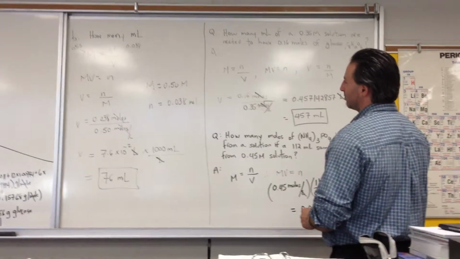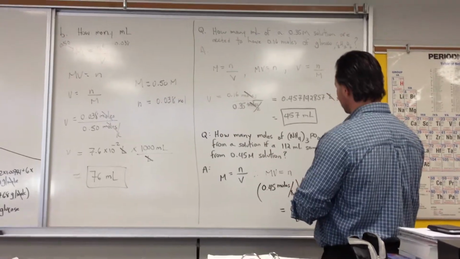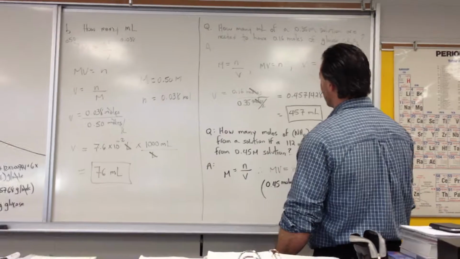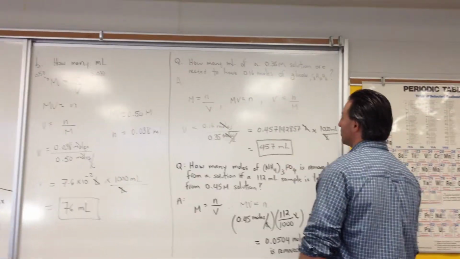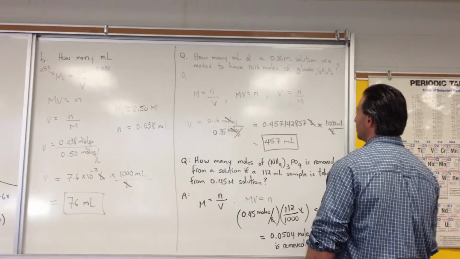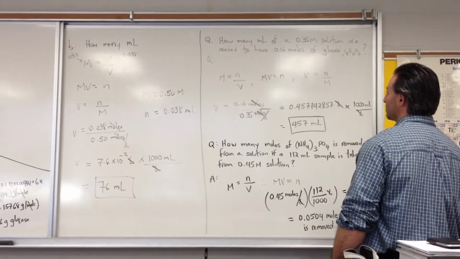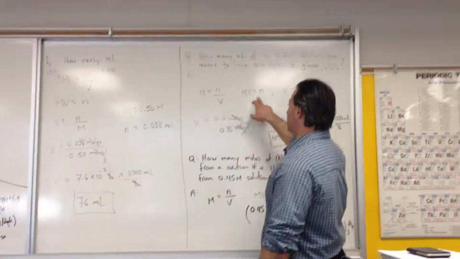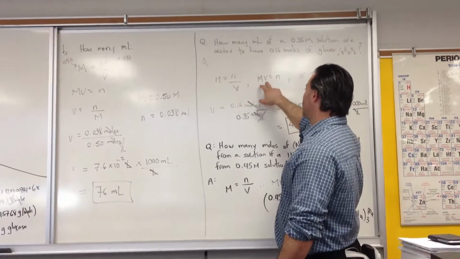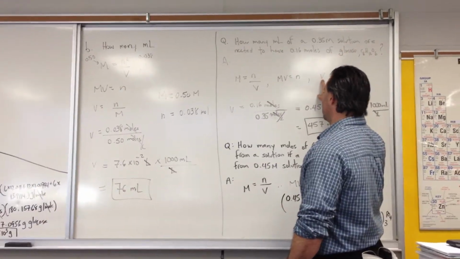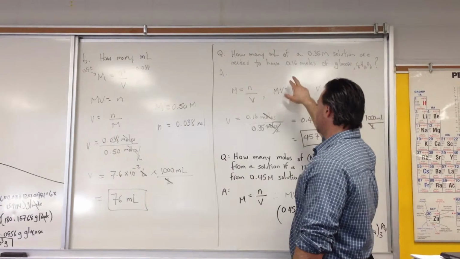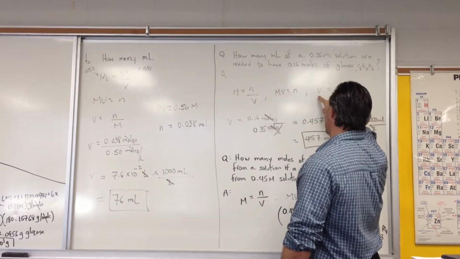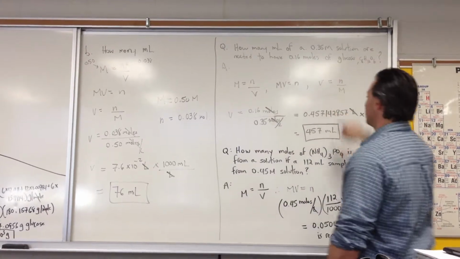This is another problem similar to the one we did here, except we're asking for different concentrations. How many milliliters of a 0.35 molar solution are needed to have 0.16 moles of glucose? Again, we start with the equation. We transpose the variable V. What are we doing? We're trying to isolate V. So how do we isolate V? Is to bring it up to the other side of the equation, and then we bring M away, so that we find out that the volume is equal to the number of moles divided by the molarity.